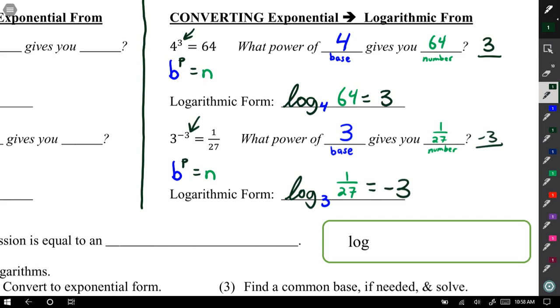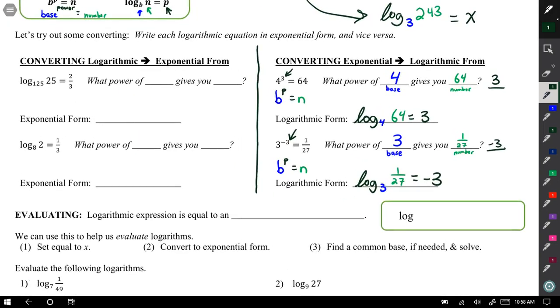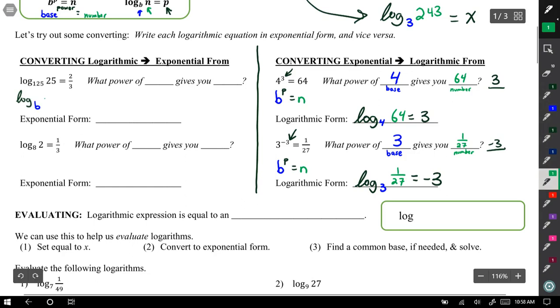It's a question, and that question is crucial for understanding exponential and logarithm. What power of blank gives you blank? And we could do it the other way as well. What if I go from logarithms into exponential? What we have to remember is the format is still the same. It's log, your base is down here, your number, and then it equals the power. So what power of my base gives me my number?